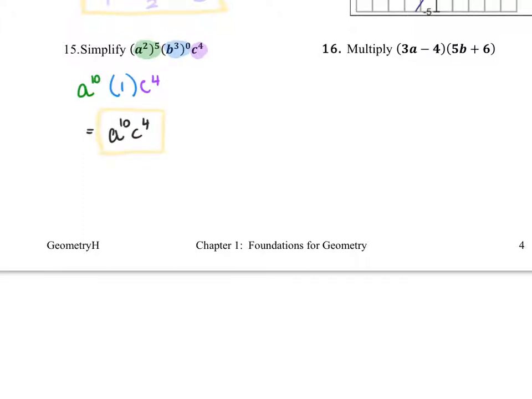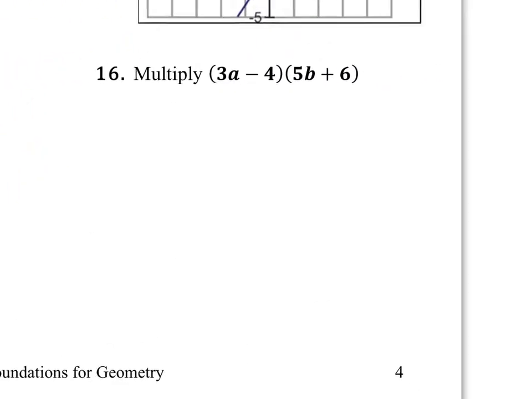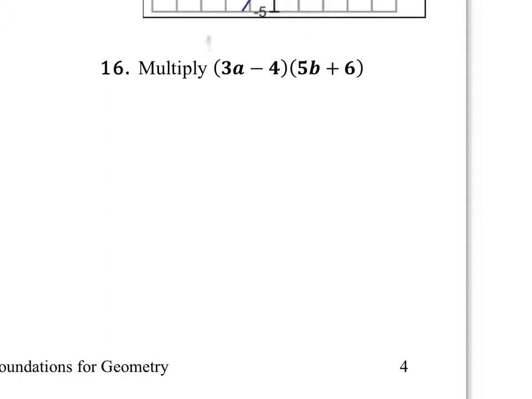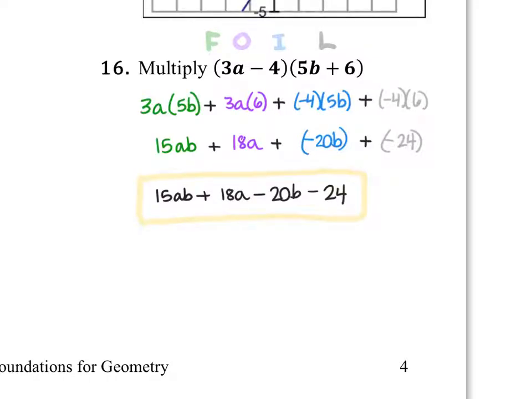For number 16, what we want to be able to do is FOIL. And if you remember foiling, we are going to do first with first, outside with outside, inside with inside, and last with last. So I want you to pause the video here, work it all out, and come up with your final answer. Turn the video back on so you can check your work in just a second. Okay, here we can see color-coded the FOIL for FOIL and the final answer. So check your work. If you have an error, again, see if you can find it.